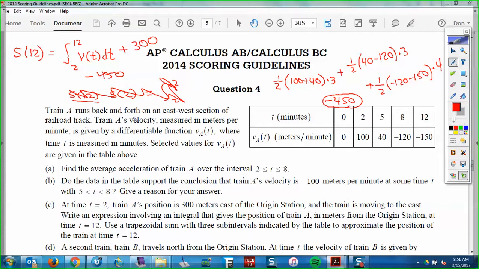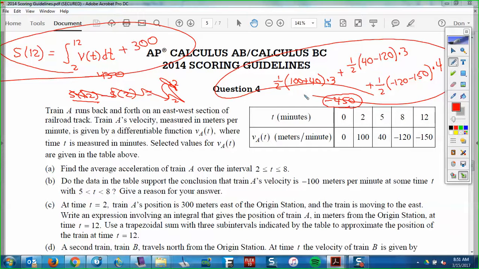ended up, so here's the points on this problem. You got 1 point if you had that on your paper. You got 1 point for that work. And then you got 1 point for the answer of negative 150 meters. Now, it would be good to explain. It didn't say to explain it. It said use a trapezoidal sum to approximate the position of the train. So negative 150 meters would be okay, or you could say 150 meters west of the station. The position at 12 is 150 meters west of the station.